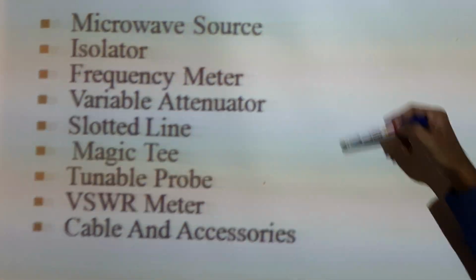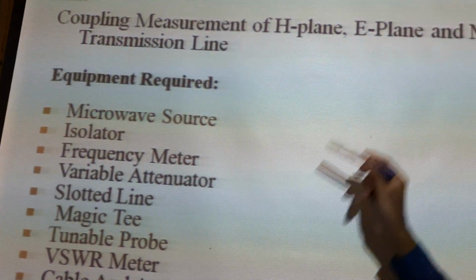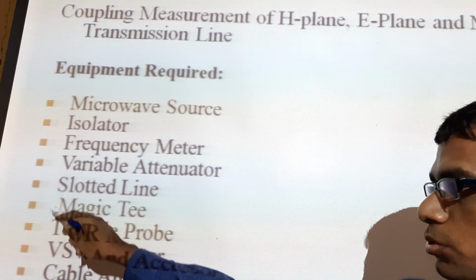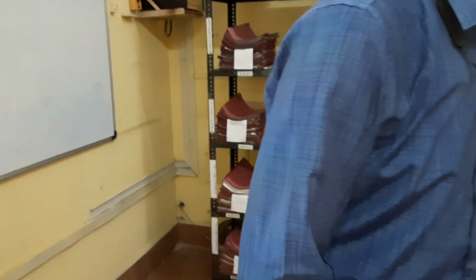These are all the things, the test bench setup I have told you earlier. The same test bench setup for this experiment. Only the difference is you need a magic T. So what is a magic T? So let us start. What is a power divider? This is called the magic T.